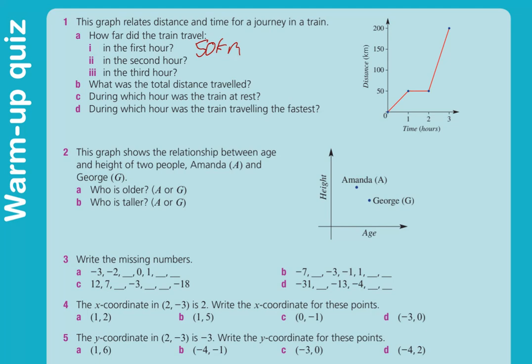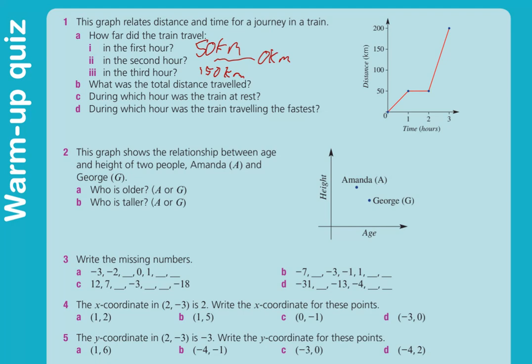in the first hour. In the second hour, from hour 1 to hour 2, it's still at 50 both times, so it travelled nothing, 0 kilometres. And then in the third hour, it has gone from a distance of 50 all the way up to 200. So 200 take 50, it'll be 150 kilometres.